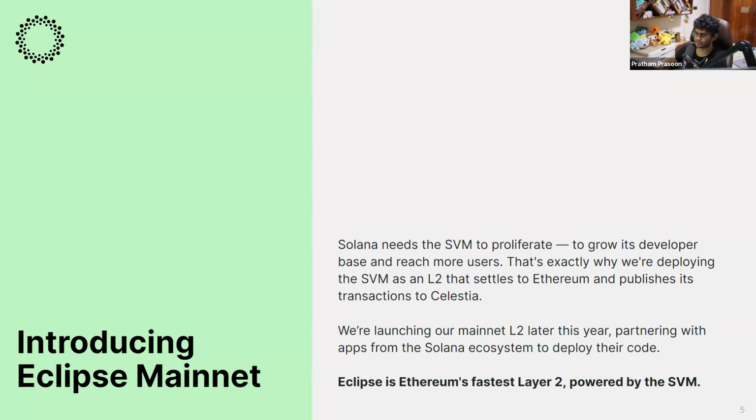And one of the major steps that we are taking to do that is by creating the Eclipse mainnet. Think of this Eclipse mainnet as the speed of Solana, but with the liquidity and the consensus that you get with Ethereum. So that's the goal with the SVM L2 on Ethereum that Eclipse is bringing. And it is officially Ethereum's fastest L2, and it's obviously powered by the Solana virtual machine. So let's go into details of how it works.